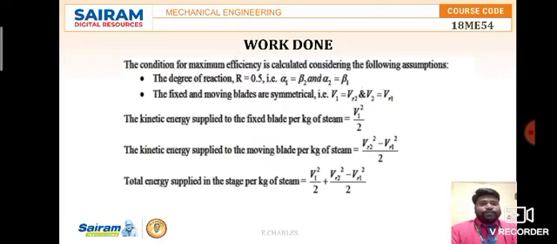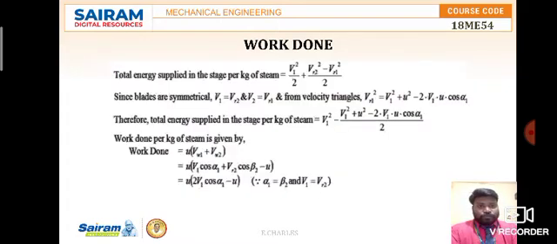This we already know. The kinetic energy supplied to the fixed blade per kg of steam is V1 square by 2. The kinetic energy supplied to the moving blade per kg of steam is VR2 square minus VR1 square divided by 2. So the total energy supplied in the stage per kg of steam is V1 square by 2 plus VR2 square minus VR1 square divided by 2. The total energy supplied per kg, we have already seen here.